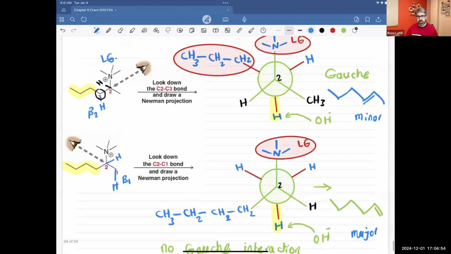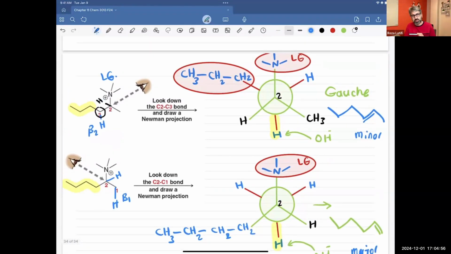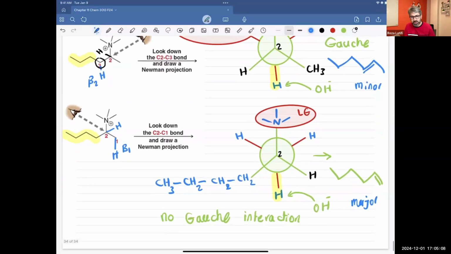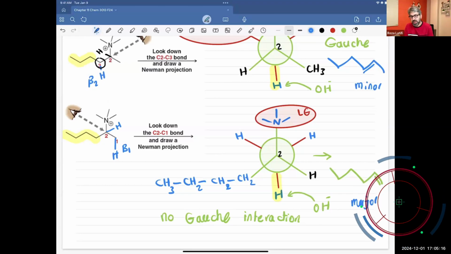So as you see, the main problem with the Zaitsev product is that inside the transition state, we will have gauche interaction between the leaving group and one of the substituents, which we don't have if we remove hydrogen from the terminal carbon. And this is the reason that the mechanism will go through the Hofmann pathway rather than the Zaitsev pathway. And thank you very much.